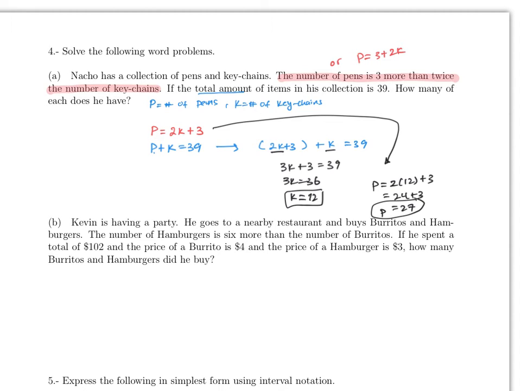All right, let's go to part B. Part B says the following. Kevin is having a party. He goes to a nearby restaurant and buys burritos and hamburgers. So let's say B is going to be the number of burritos. These are the two variables we're trying to find. And H obviously will be the number of hamburgers.